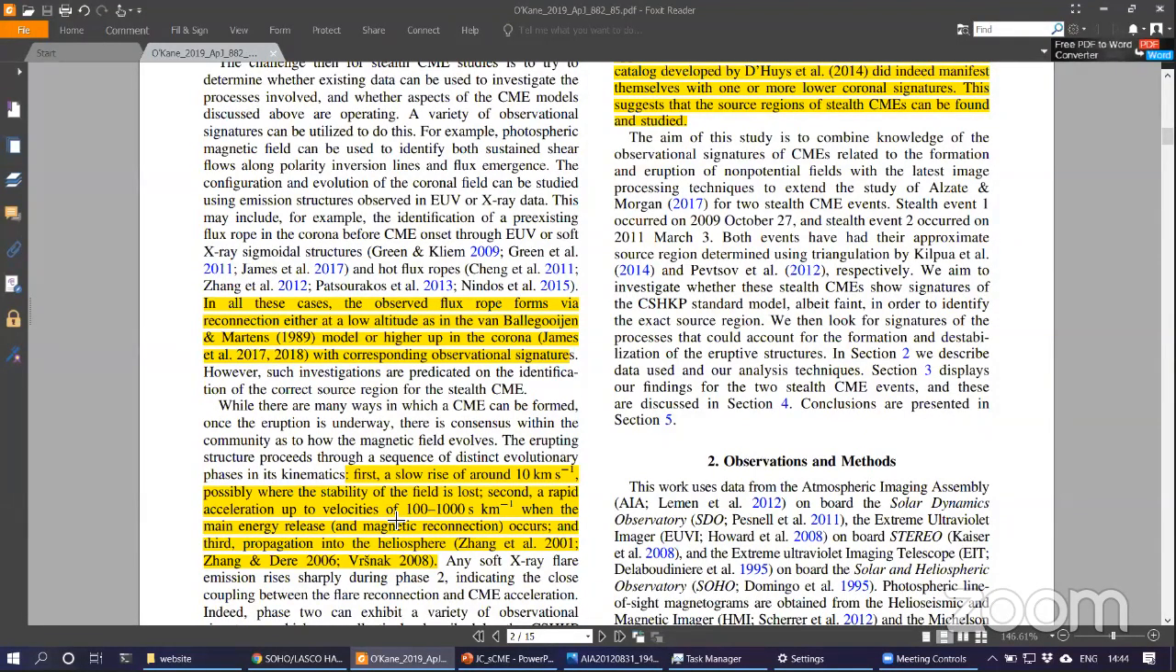But when this reconnection or flare happens, or any other instability like kink or torus, all of a sudden that flux rope is ejected or thrown out into the heliosphere. Yeah, clear. Okay, thank you.